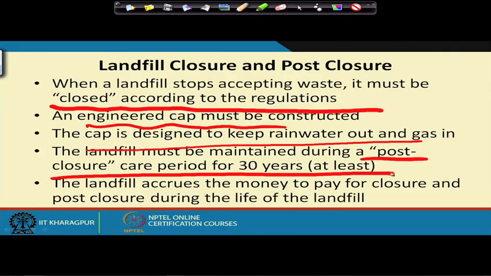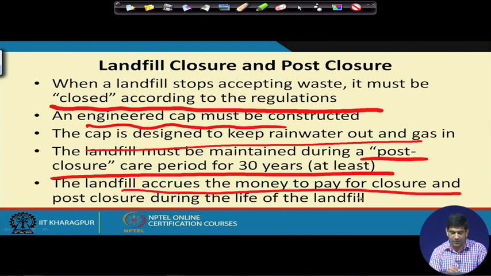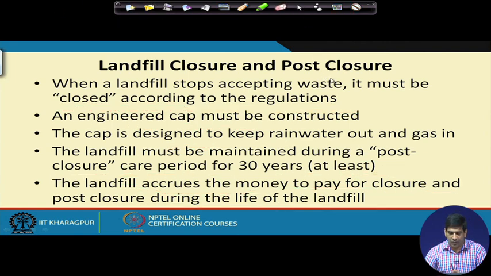But still, as a landfill manager, we can do that, but the problem is the money. You have too much money to spend on that. So the tipping fee that you charge should take into account the money that you need for 30 years of post-closure care, and sometimes even beyond 30 years. So the tipping fee calculation has those things built in as well. The landfill has to accrue money to pay for closure and post-closure during the life of the landfill. That's a very important part of landfill management and operation.